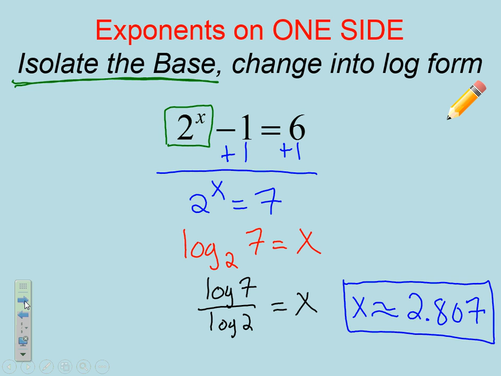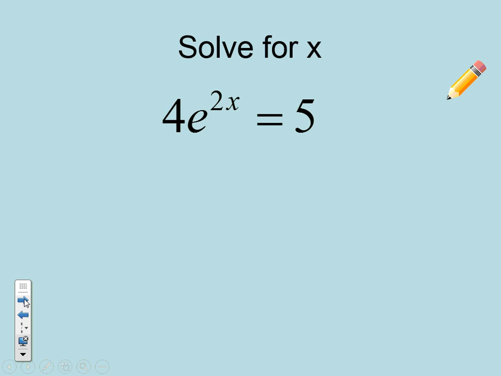All right, we're going to do a couple more examples. Make sure you get this example in your notes, okay? Also for this one, we have exponent on one side. So first thing, I have to get my base by itself. So I have to get e alone. So first thing I'm going to do is divide by 4. Once I do that, I get e to the 2x equals 5/4. And I'm going to leave it as a fraction.